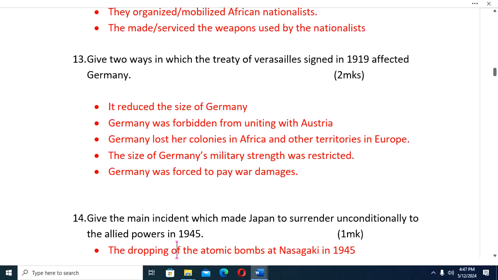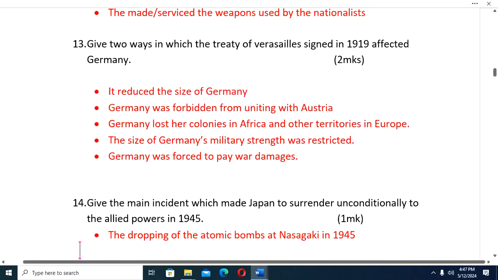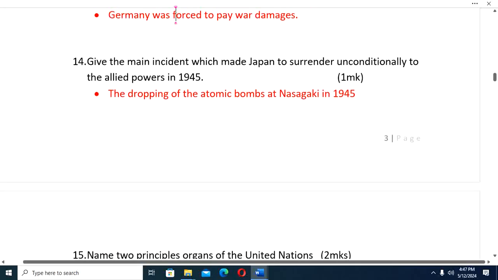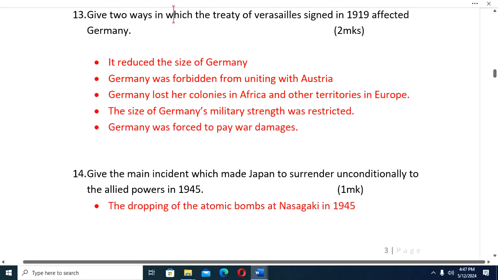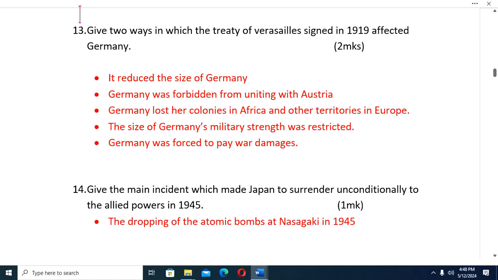Number 13, give 2 ways in which the Treaty of Versailles signed in 1919 affected Germany. They reduced the size of Germany, so it forced the reduction of the size of Germany. Remember in this treaty, Germany was blamed for that war, so it was reduced in size. Number 2, Germany was forbidden from uniting with Austria.